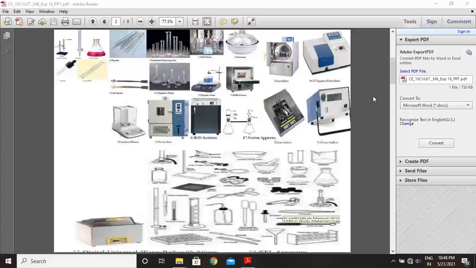These are the apparatus and equipments used regularly to execute environmental engineering experiments. So all of you remember these apparatus and equipments. Okay, next.